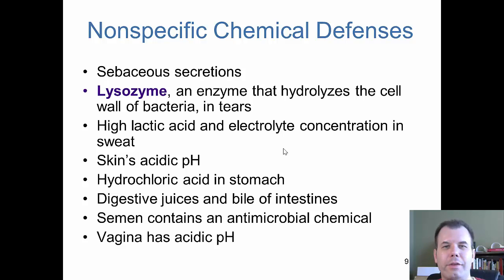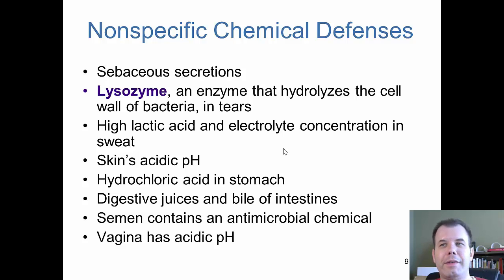The hydrochloric acid, again, we've discussed that. The hydrochloric acid, very strong pH. Again, strong acid destroys most vegetative bacteria. Digestive juices and bile in the intestines. Now, this is closer to a pH of 7. However, these have microbistatic properties, which will actually limit the number of microbes that grow.